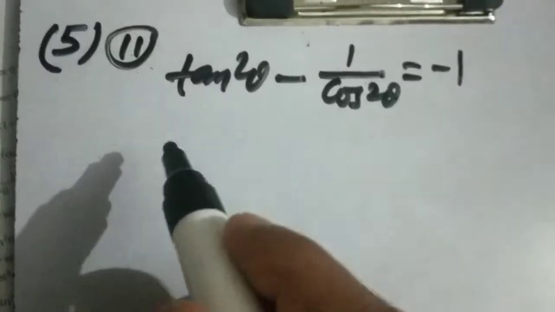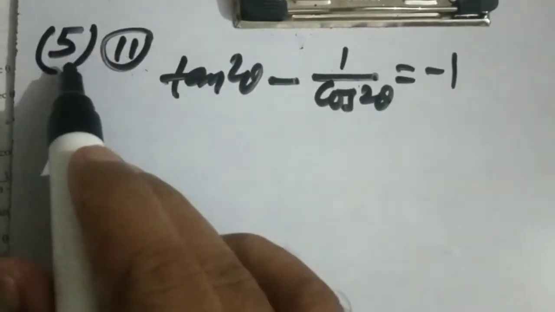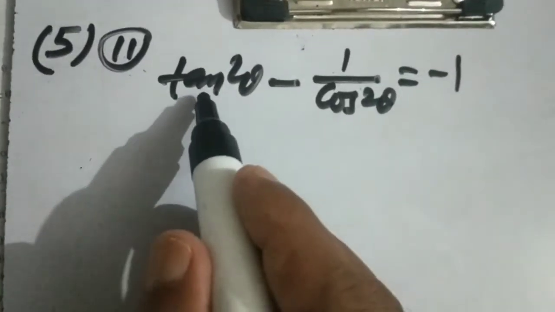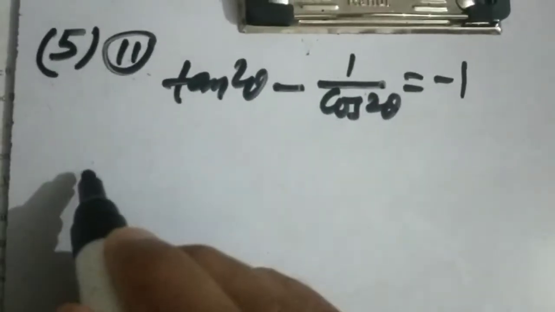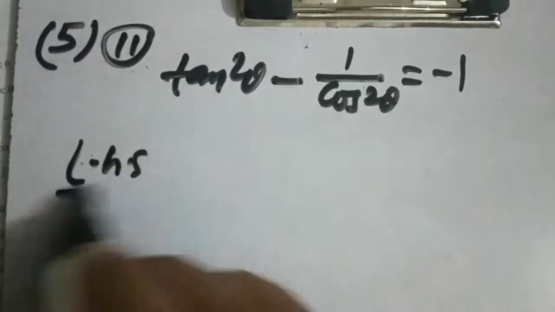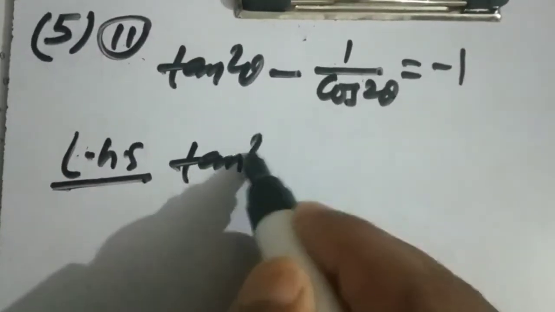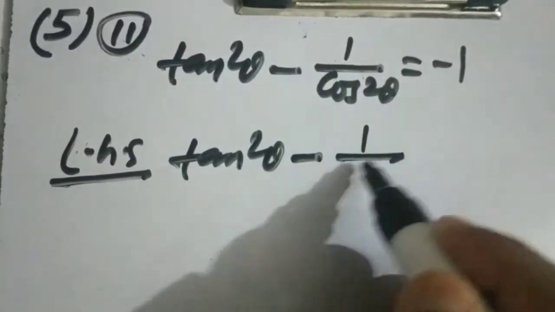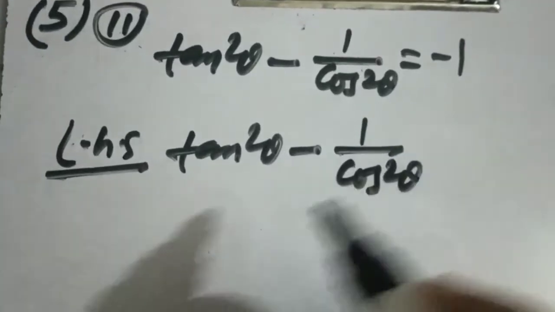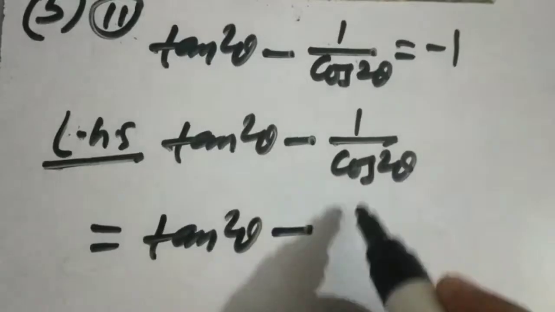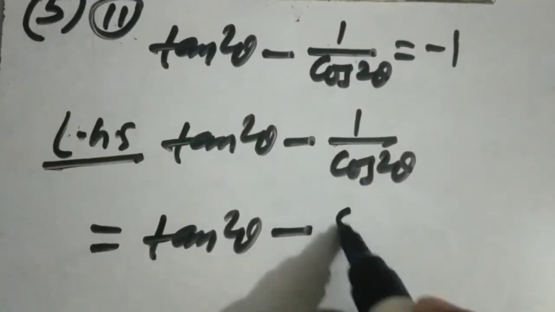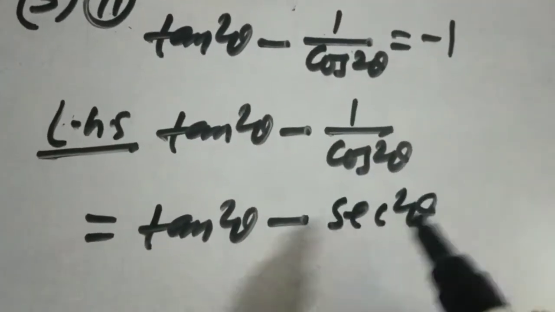Now let us see question number 2 of 5. You have to prove that tan square theta minus 1 by cos square theta is equal to minus 1. So LHS is equal to tan square theta minus 1 upon cos square theta. Now it is tan square theta, and 1 upon cos is equal to sec, a square is there, so it will be sec square theta.